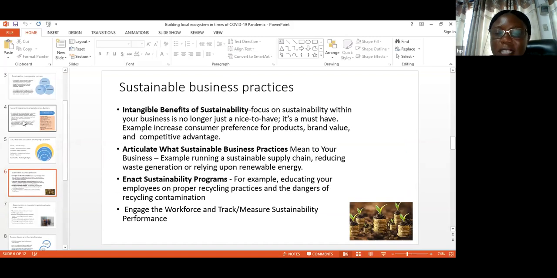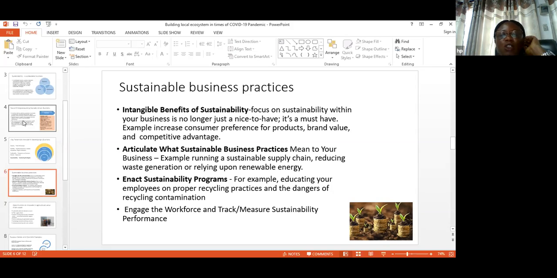It is just not nice doing it. It must be done. So for example, you are looking at what is it that will make you sustain the consumer preference for your product. These sustainability issues can also help you improve your brand value and competitive advantage in the market. You articulate what sustainability businesses or practices mean to your organization. And so, for example, you are looking at sustainable supply chain, reducing waste generation, or relying upon renewable energy, things that can actually last, will push you into future businesses or future generations.